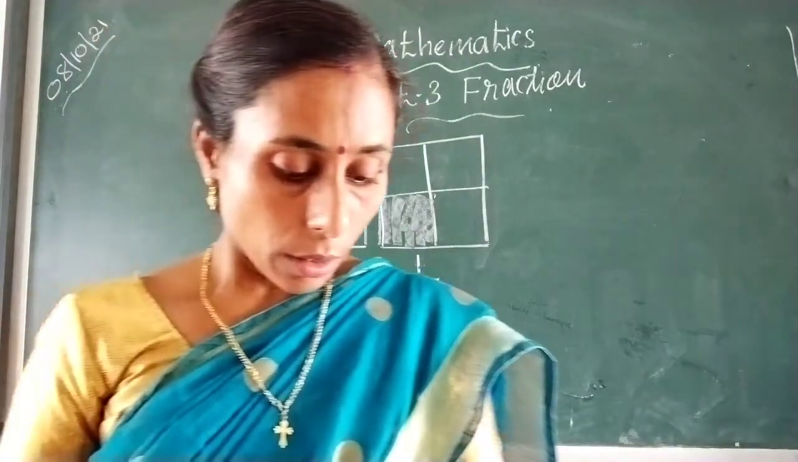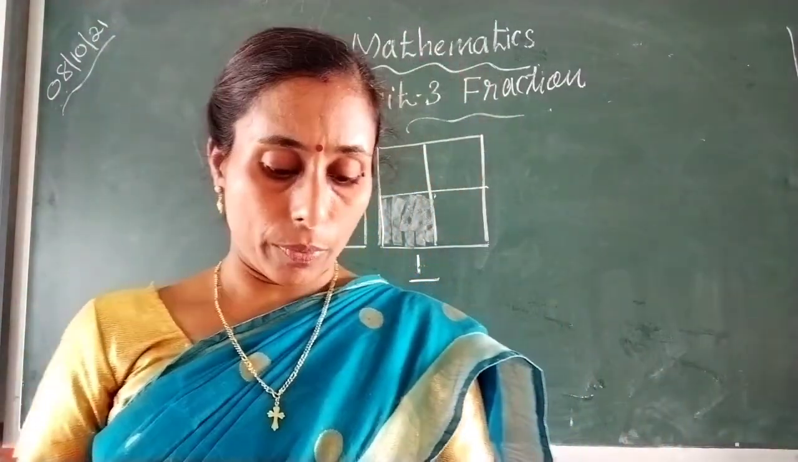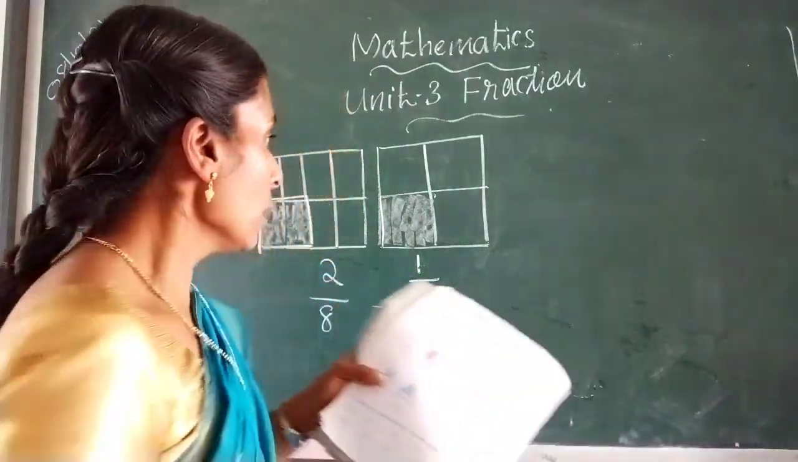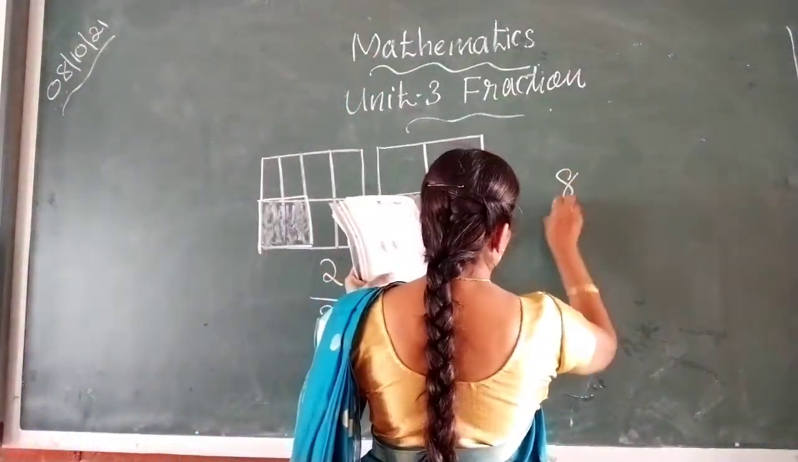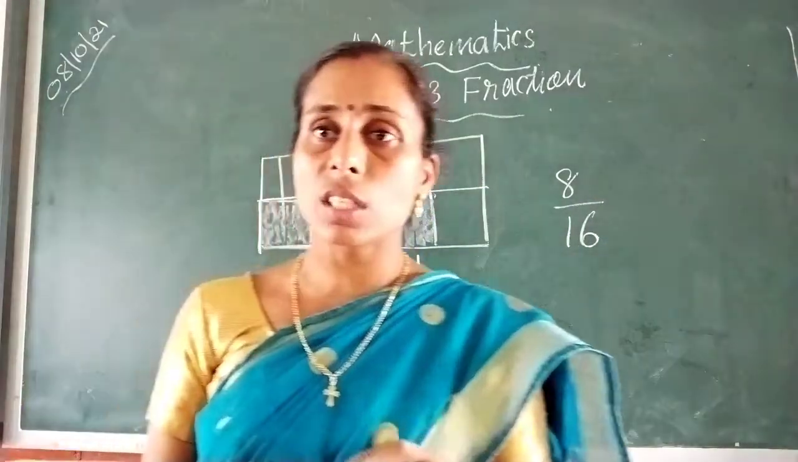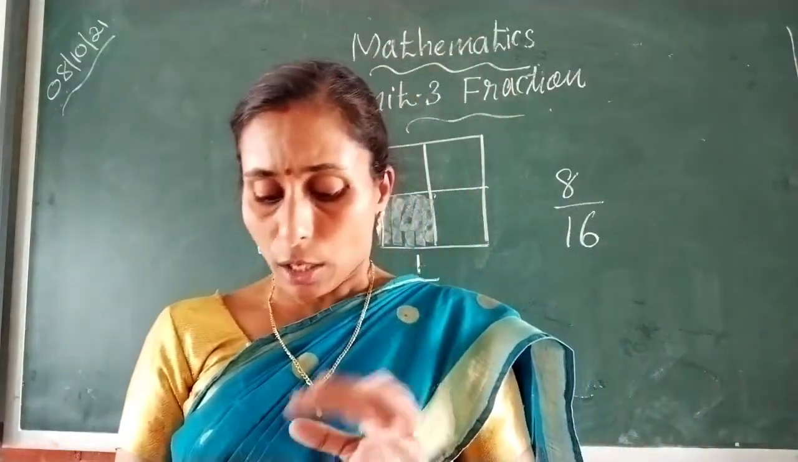Next one, 2 upon 4. 2 upon 4 is equal to, what is the next fraction? 8 upon 16. Total 16 parts are there. Out of 16 parts, 8 parts are shaded.